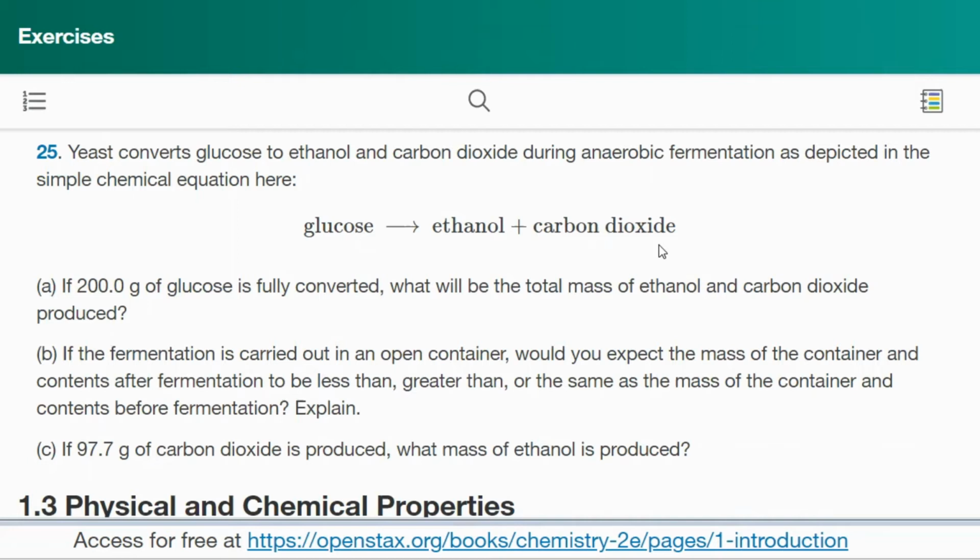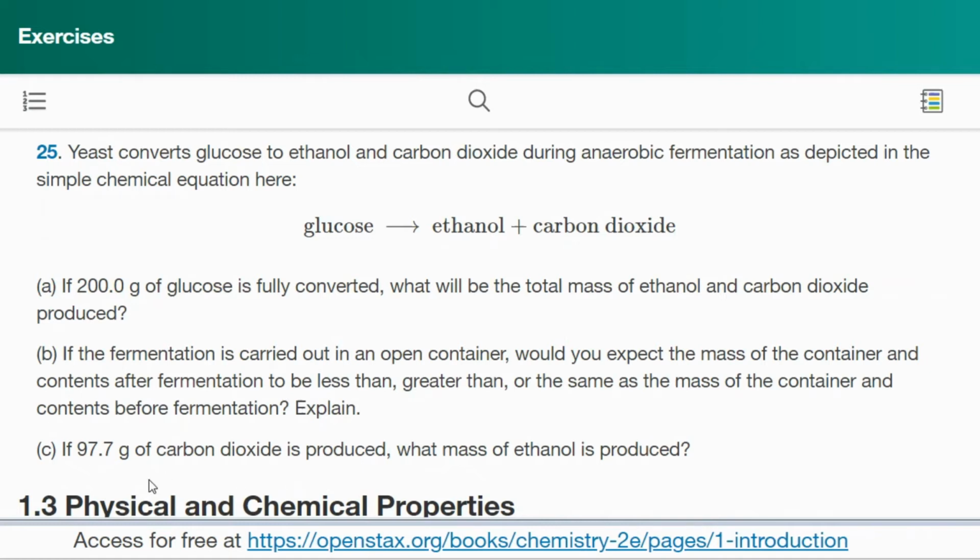And let's look at, I'm going to go to the answer key. It says here for question 25, the mass of the container and contents would decrease as carbon dioxide is a gaseous product and would leave the container. There you have it.